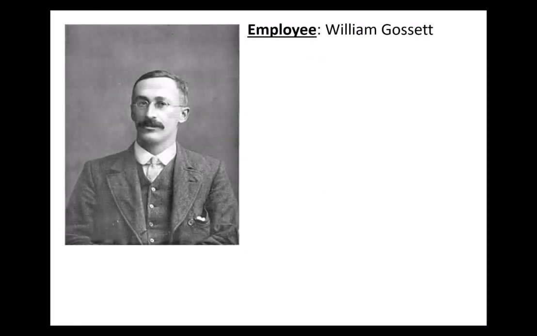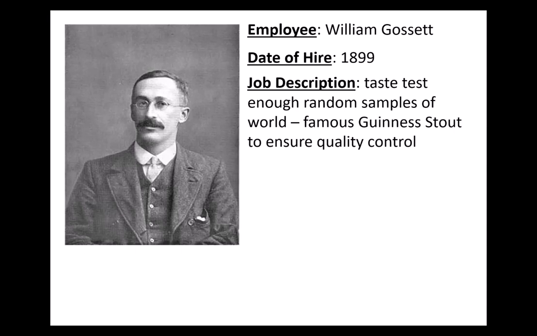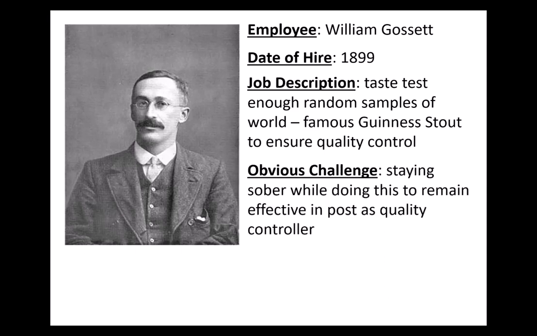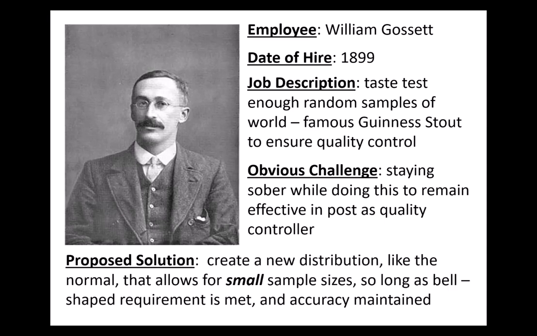Meet William Gossett, hired in 1899. His job was simple. He's a statistician, but he's also a taste tester. He needs to figure out what the nuances are between the different strains of Guinness. The obvious problem, of course, is how do you do this without getting completely lit? So, Gossett figured out that he was not going to be able to drink inordinate amounts of beer. He has to draw small samples.